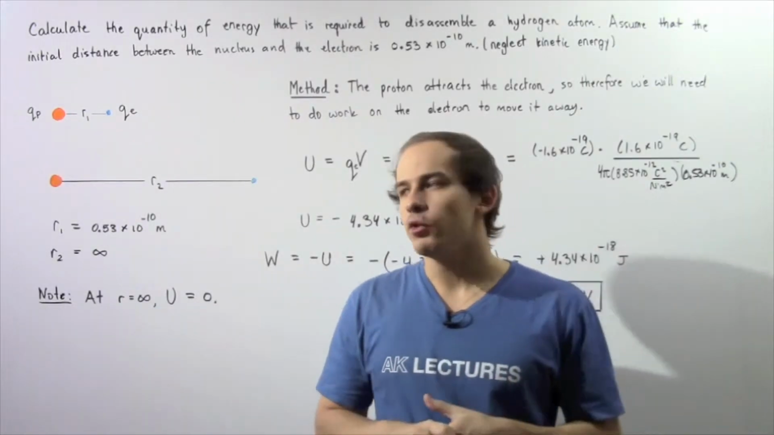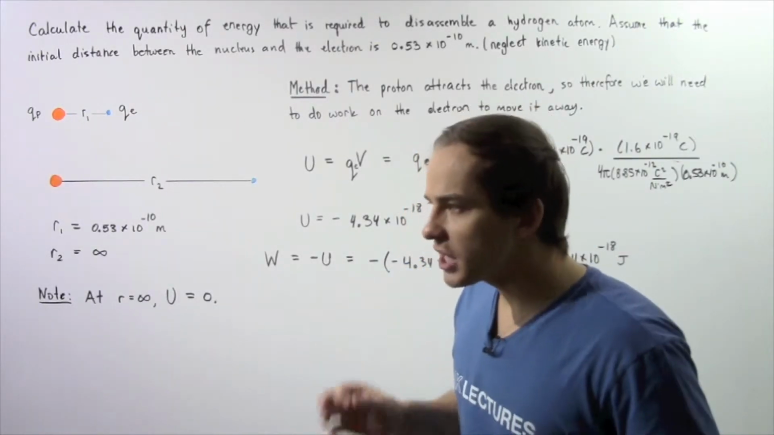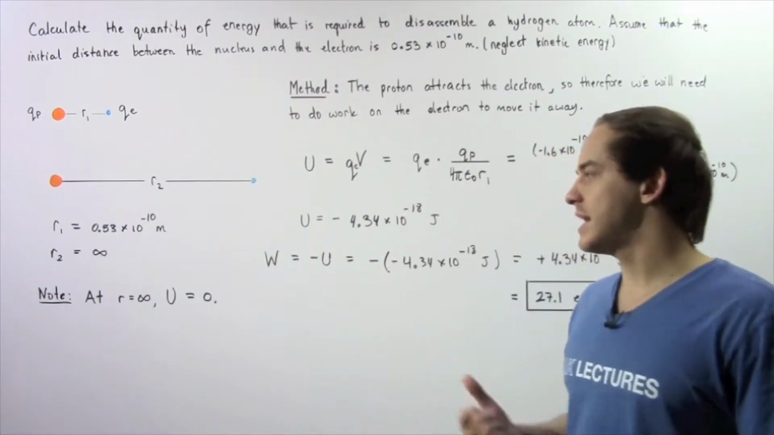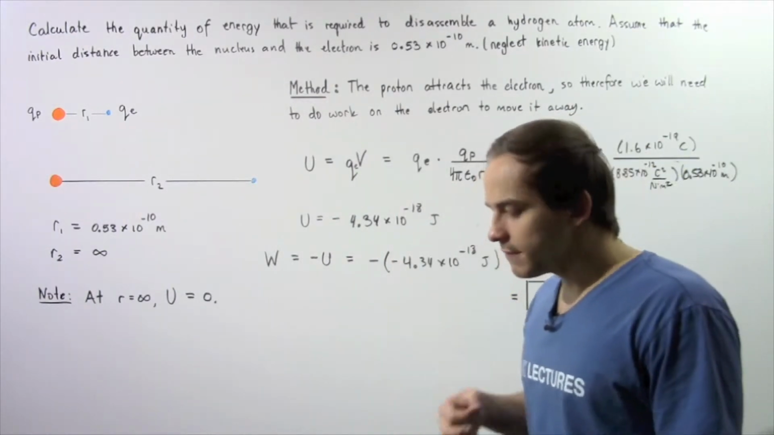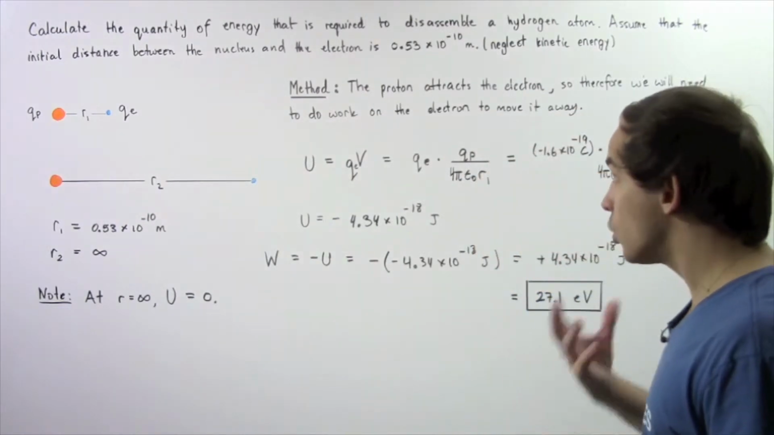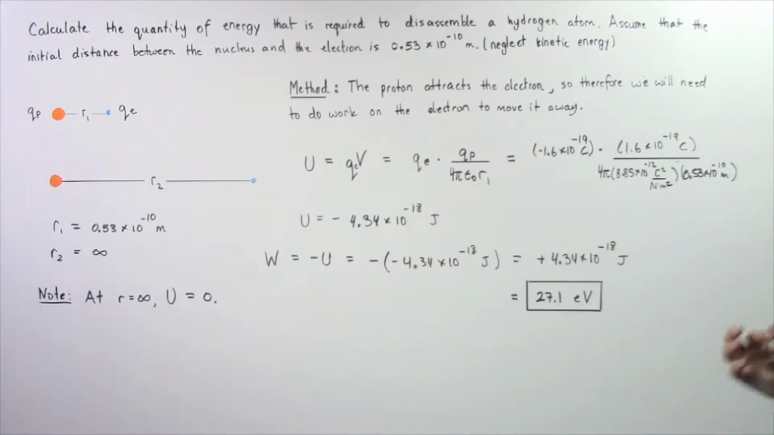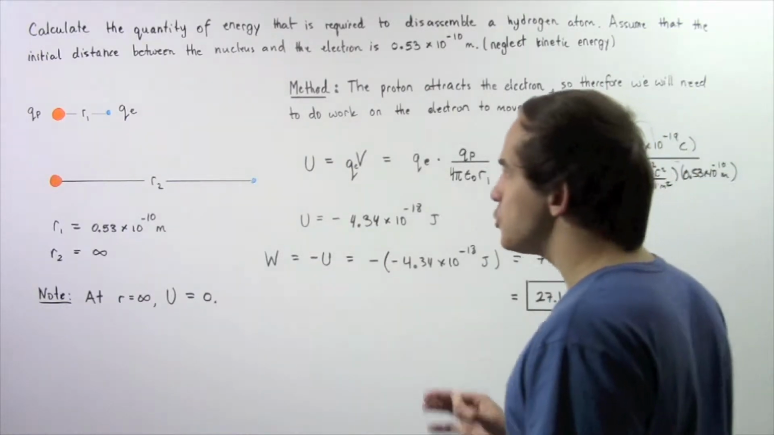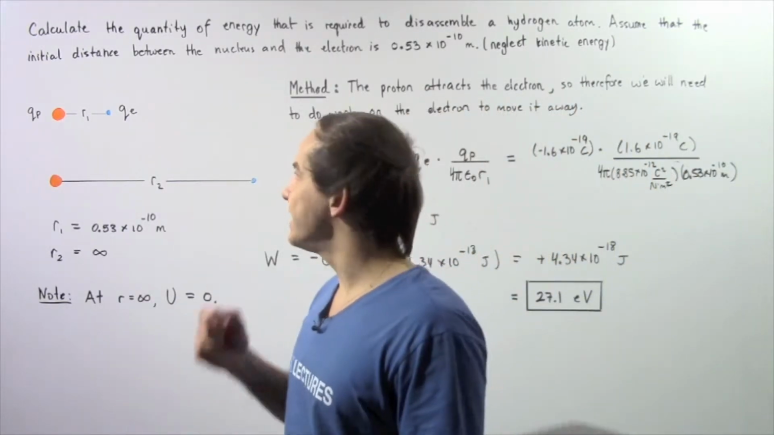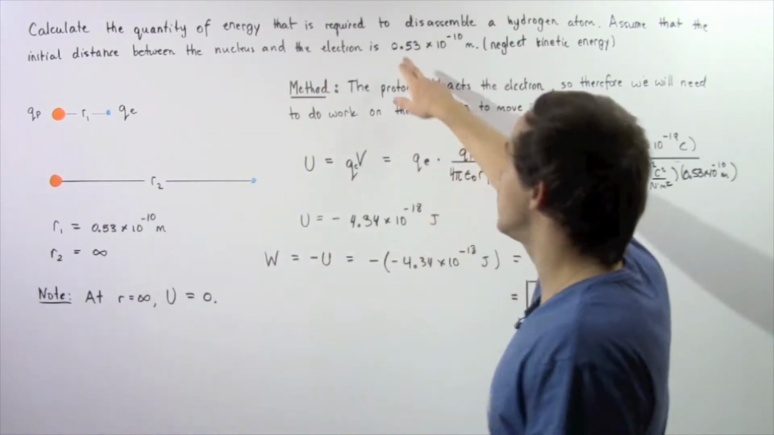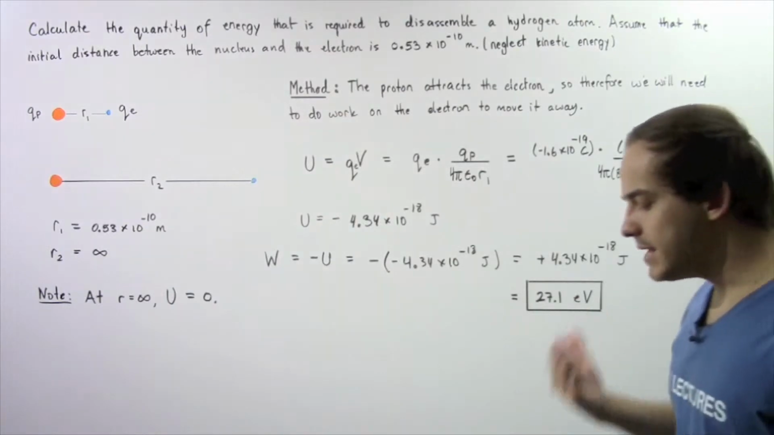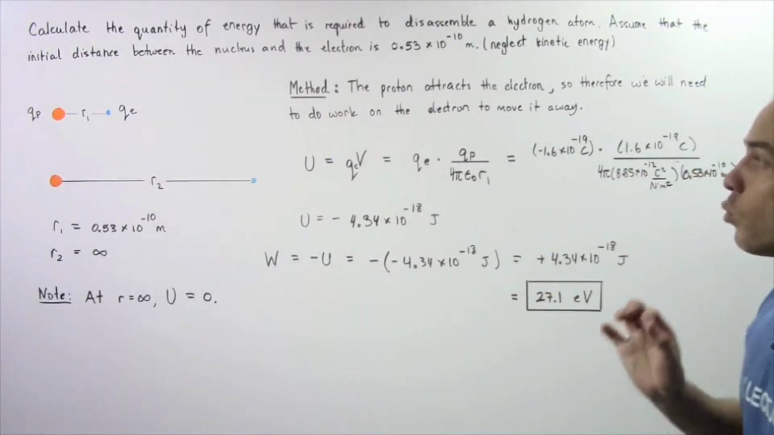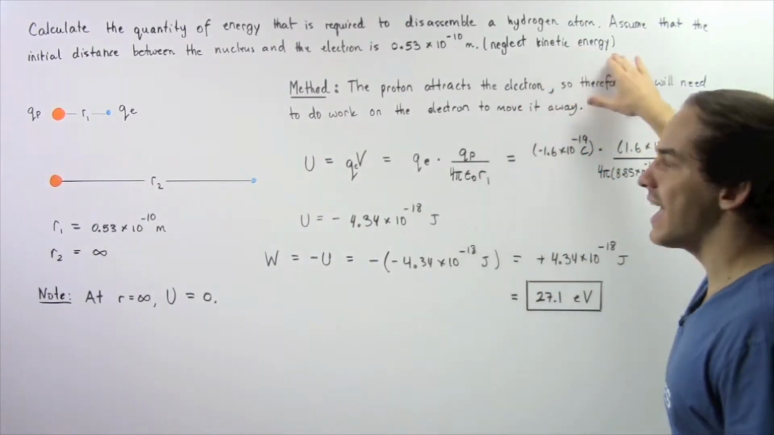So let's look at the following example that will deal with the concept of electrostatic potential energy. We want to calculate the quantity of energy, the quantity of work that is required to disassemble a hydrogen atom. Assume that the initial distance between the proton in the nucleus and the electron is 0.53 times 10 to the negative 10 meters. So in this example, we're going to neglect kinetic energy.